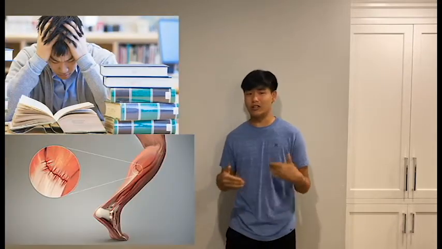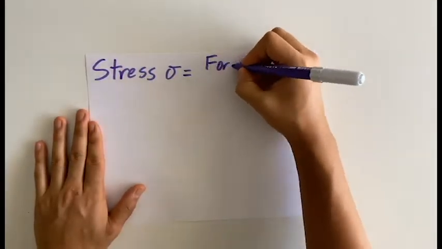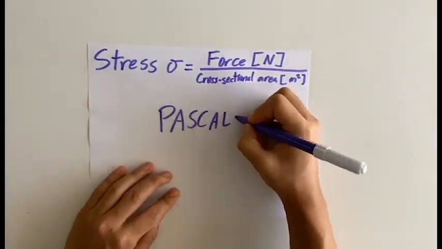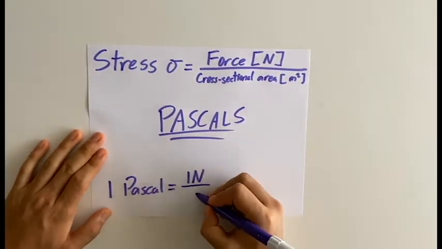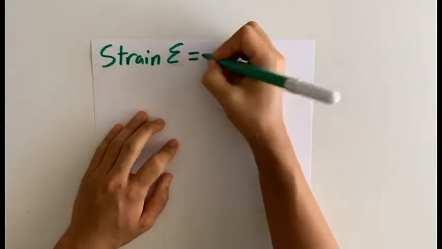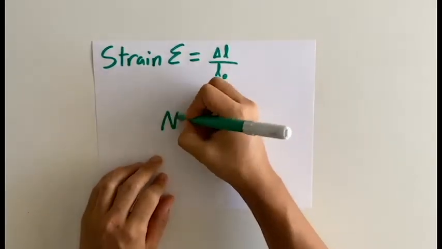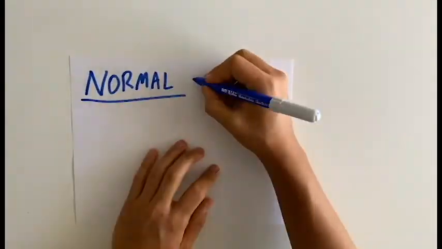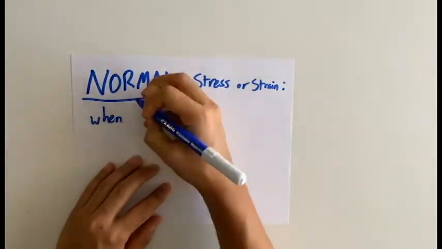Before we talk about what engineering stress and strain are, we should first talk about what stress and strain are in general. Stress is equal to the force divided by the cross-sectional area and is measured in pascals. 1 pascal is equal to the force of 1 newton on a cross-sectional area of 1 square meter. Strain is equal to the change in length divided by the original length. Strain does not have any units. A normal stress or strain occurs when the stress is applied perpendicular to the object in question.